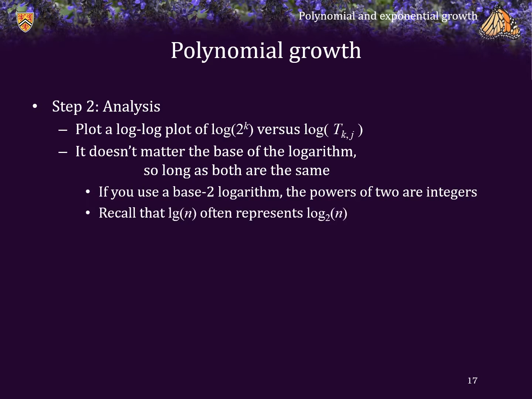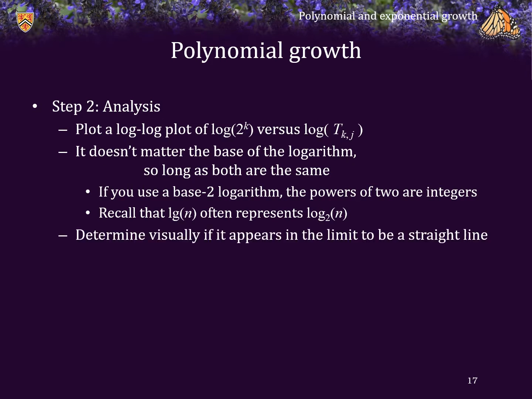Just a reminder, log base 2 of n is very often written in the literature as lg of n. What we will then do is determine whether, as n gets larger, this plot becomes a straight line. If it isn't a straight line, then we may not have polynomial growth. We may actually have exponential growth, either exponential growth or exponential decay.